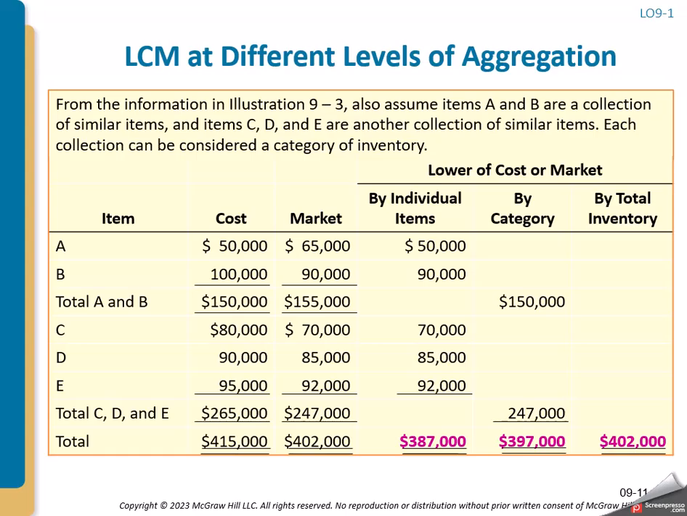And then this is just showing you, again, you could do it however you like. It's up to the company. All ways are in accordance with generally accepted accounting principles. You could do it by individual items, you could do it by category, or you could do it by the inventory in total.